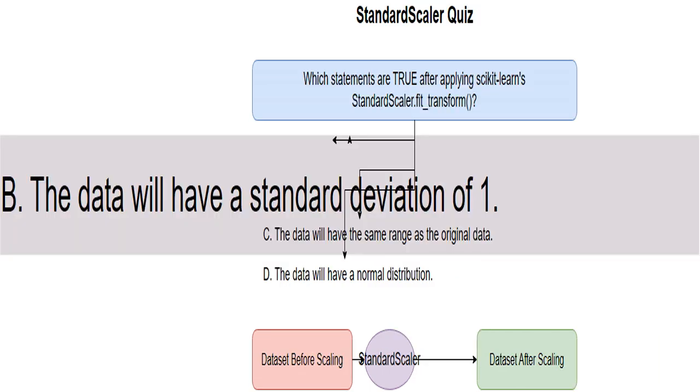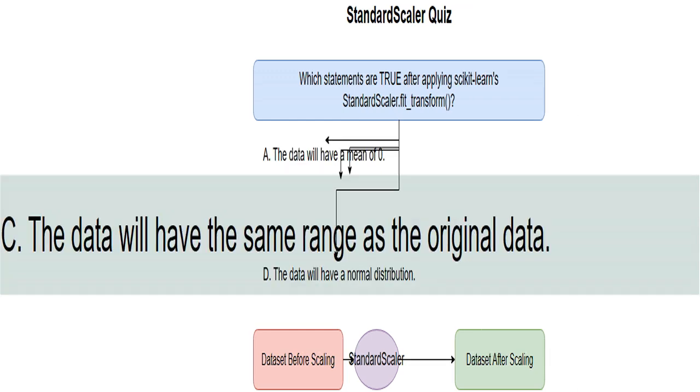The StandardScaler also makes sure the spread of the data, measured by the standard deviation, is 1 for each feature. This ensures consistent scaling. No, the range, the difference between the maximum and minimum values, will almost certainly change after using StandardScaler. The goal is to standardize the deviation, not preserve the original range.